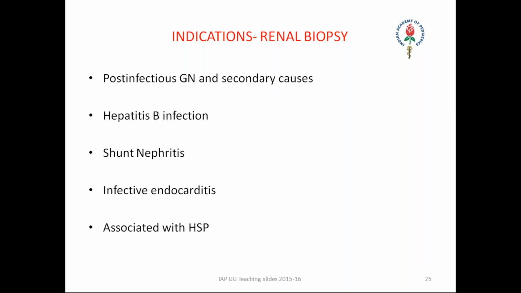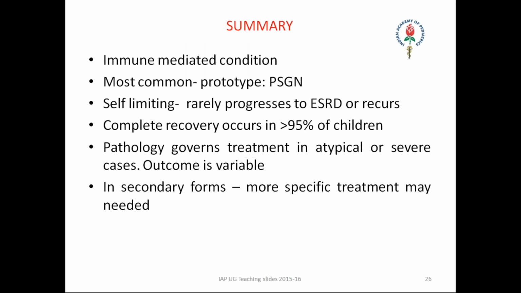Post-streptococcal glomerulonephritis and secondary causes, like malaria, SLE, hepatitis B infection, shunt nephritis, infective endocarditis, and association with HSP. So it is an immune-mediated condition. The most common prototype is post-streptococcal, self-limiting, or rarely progressing to end-stage renal disease. 95% of children recover.